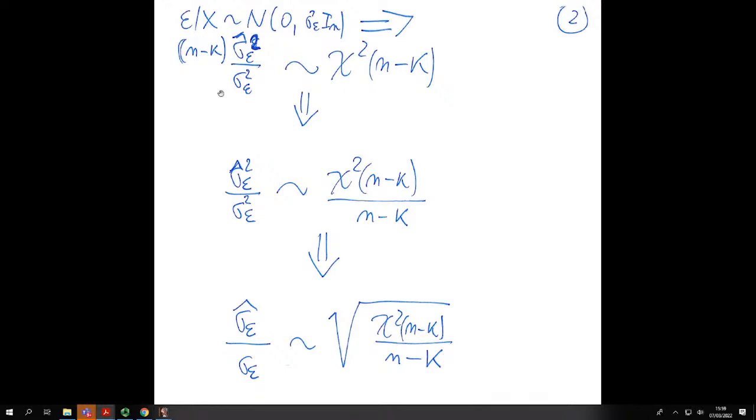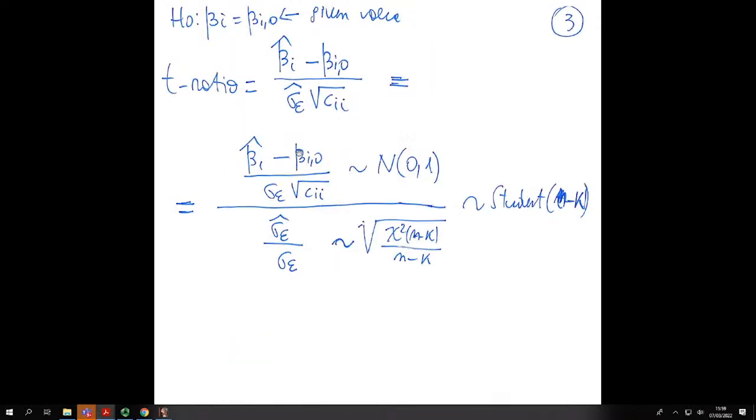The only act of faith I'm asking you is this. This was the starting point. It is possible to prove that the random variable in the numerator is independent from the random variable in the denominator. That's why this ratio is distributed like a student t with n minus k degrees of freedom. One thing: if n goes to infinity, so if instead of 20 regions I have 20 billion regions, the theory of distributions says that the student t with degrees of freedom going to infinity collapses to a normal 0, 1.